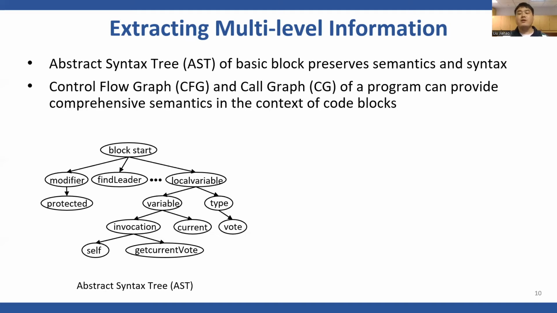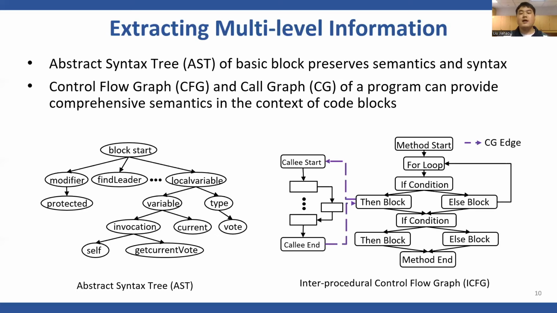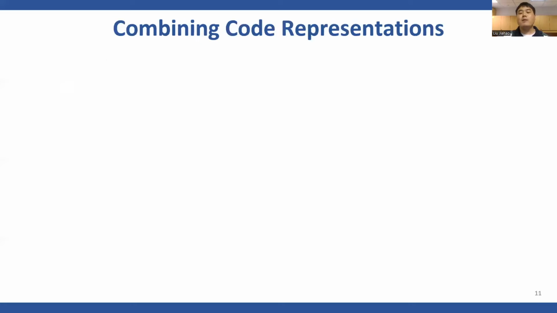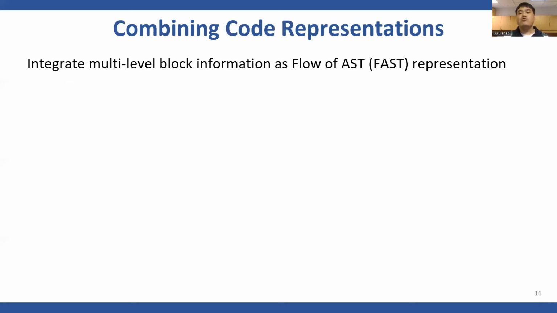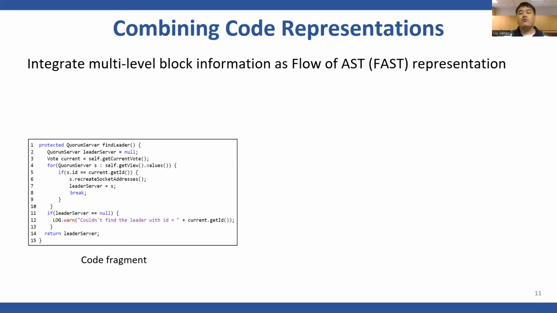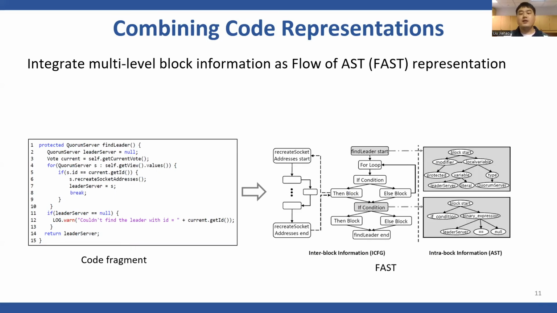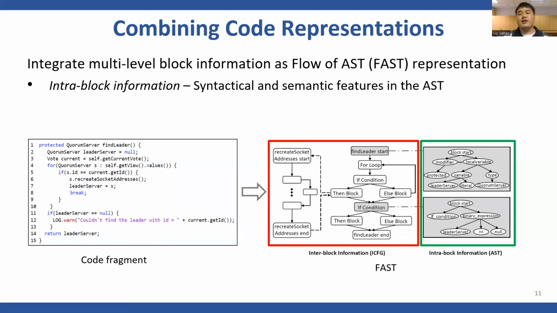As for the inter-block information, the control flow graph and call graph of a program reflect the potential execution paths. This provides comprehensive semantics in the context of code blocks. So we combine CFG and CG as SFG to represent inter-block information. After that, we combine AST and SFG together to form a new joint representation, flow of AST, FAST. For example, given a code fragment, we will generate the joint representation FAST in the right figure. We can find it integrates the intra-block information in AST and the inter-block information in SFG.